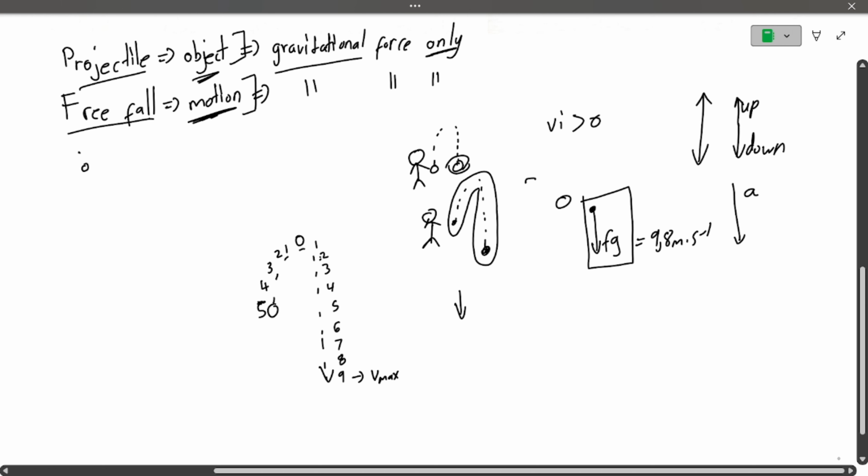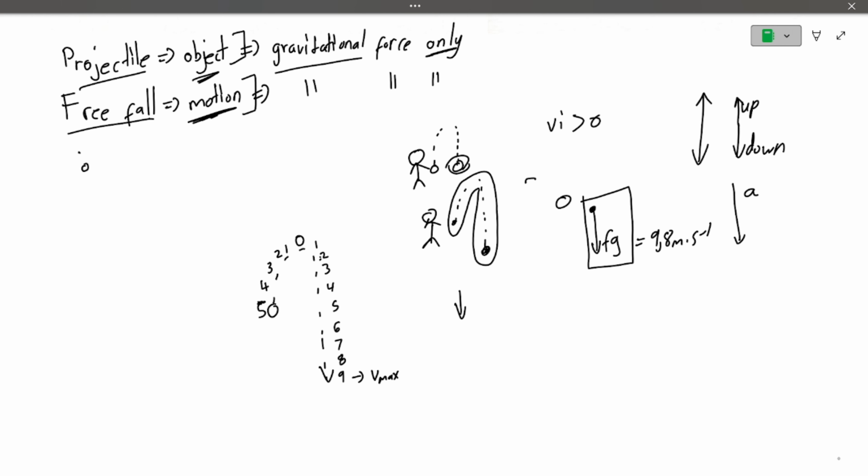Even when the object is thrown upwards, gravity is still acting. That's why it is decelerating or accelerating downwards at each and every point of this motion. So that's what we mean when they say that the only force acting on an object in projectile, or in vertical projectile, is gravitational force only.